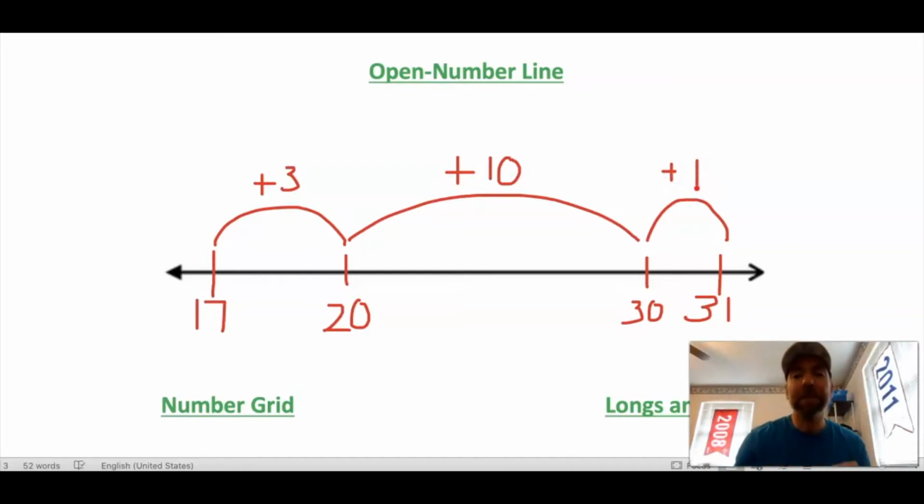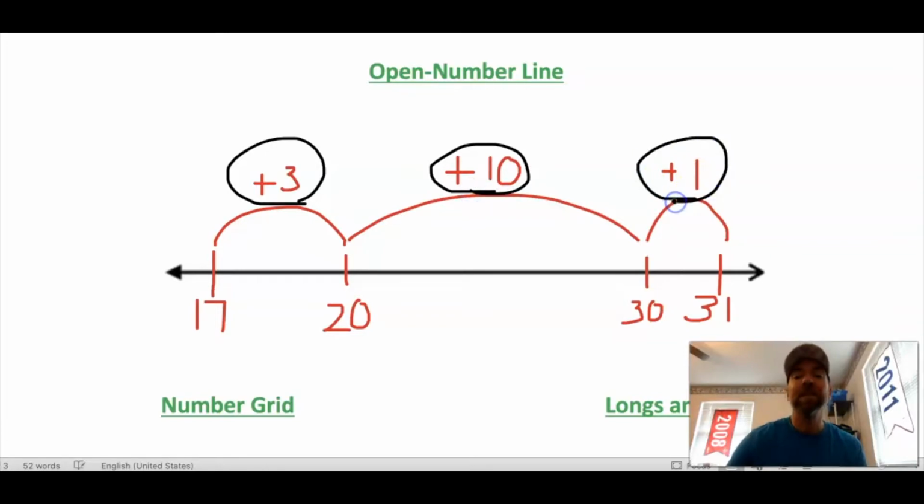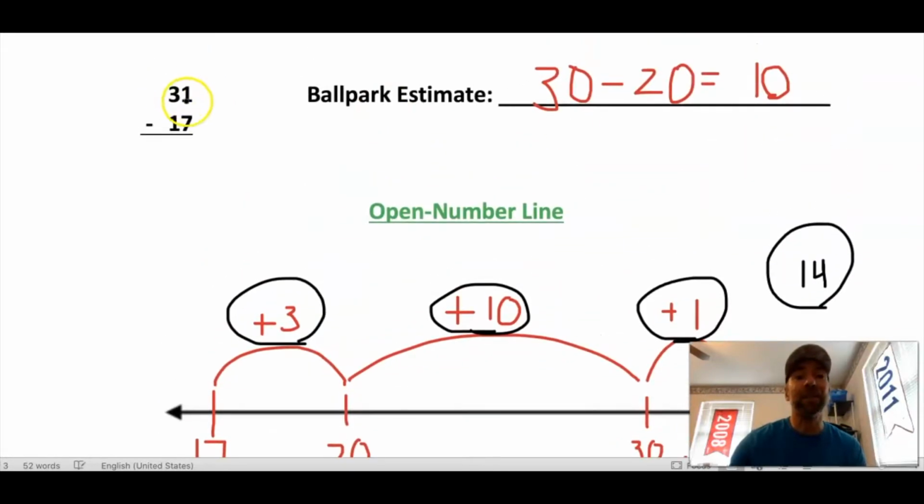Now, in order for me to figure out my answer, I have to add up all of my jumps. So I jumped 10, I jumped 3, and I jumped 1 more. How much did I jump in all? 10 plus 3 plus 1 gives me 14. So our answer to 31 minus 17 is 14. And notice that our answer is close to our estimate.